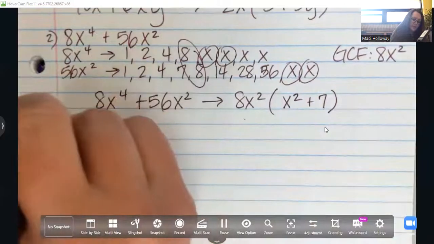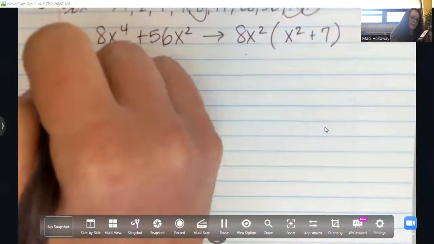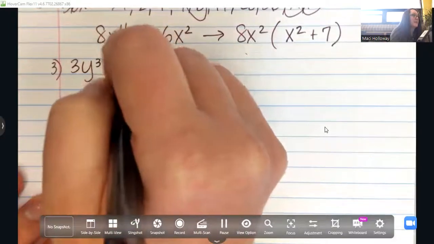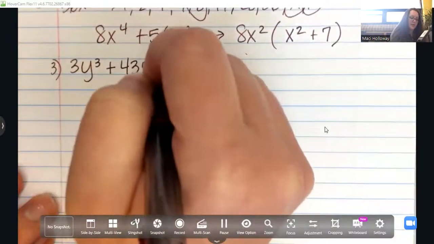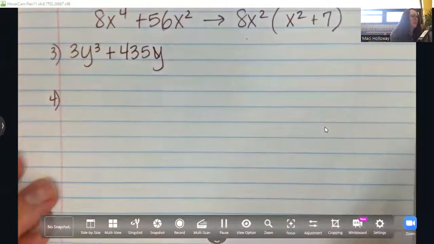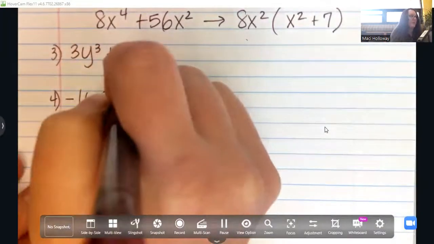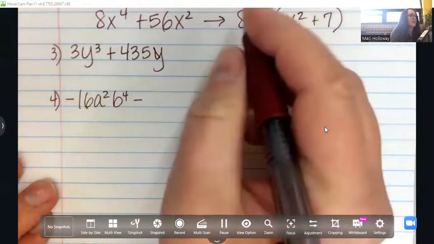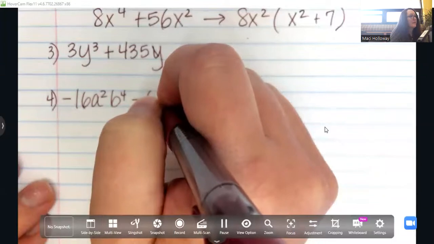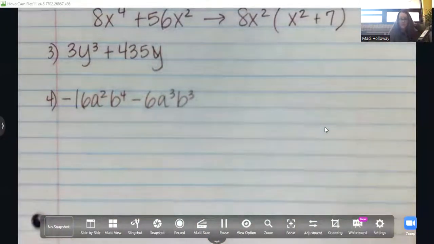All right, let's do a couple on your own, and then we can review these in class. So let's try this one. 3y cubed plus 4, 3, 5y. All right, here's another one. Try this one. Negative 16a squared b to the fourth. This one's kind of tricky because it has 2 minus 6a cubed b cubed. All right, so those are the ones that you're trying.